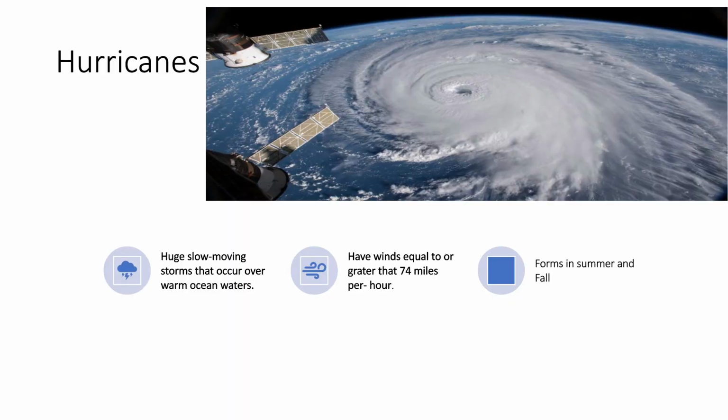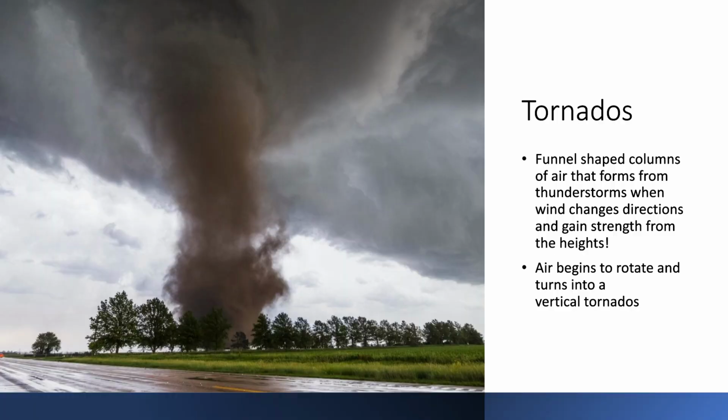Hurricanes. A huge, slow-moving storm that occurs over warm ocean waters. They have wind speeds equal to or greater than 74 miles per hour, meaning the wind speed will be larger than 74 miles per hour. Phew! That's a long way for miles to go. And they form in summer and fall.